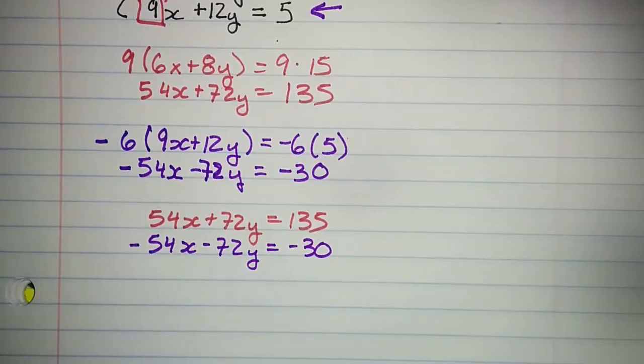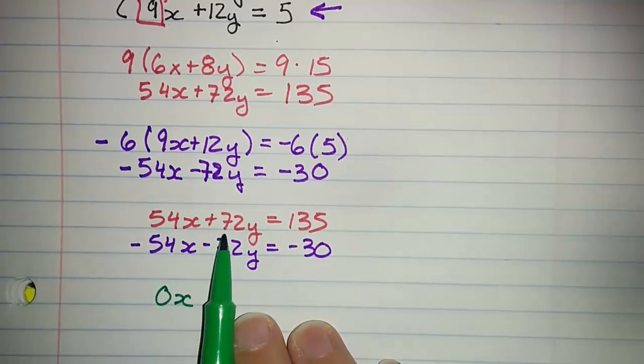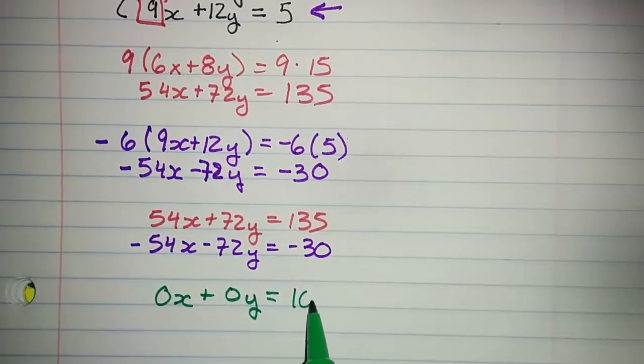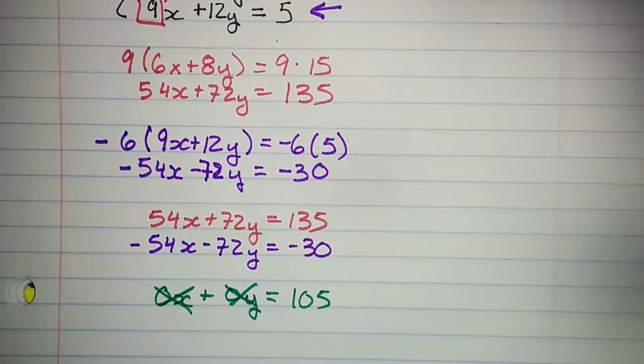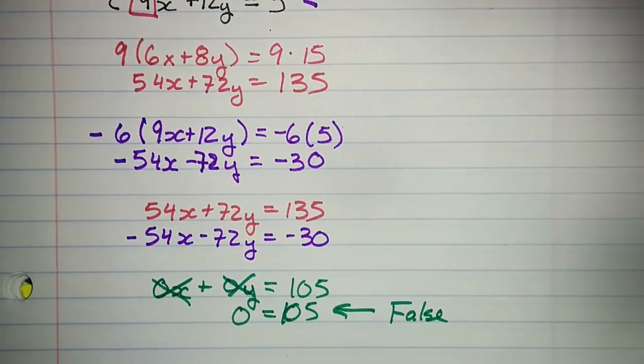Notice what happens when I add together the left-hand sides. 54 plus negative 54, I get 0x. 72 plus negative 72, I also get 0y. And I get that that's equal to 105. These are both 0. This equation becomes 0 equals 105. That is not true. 0 does not equal 105.